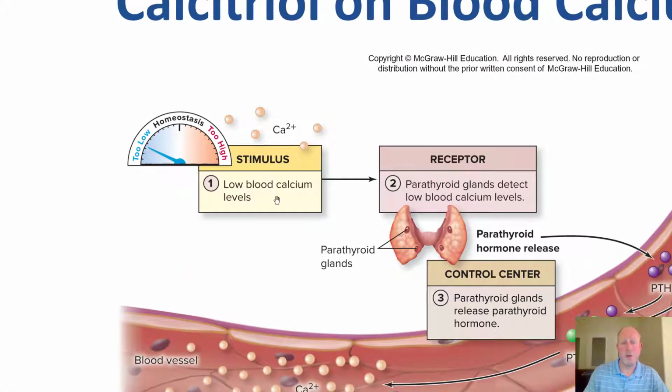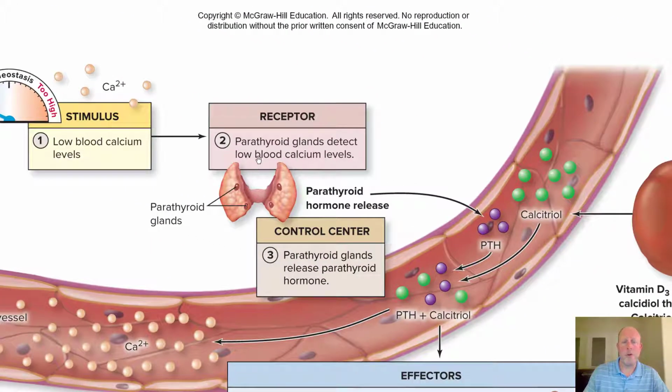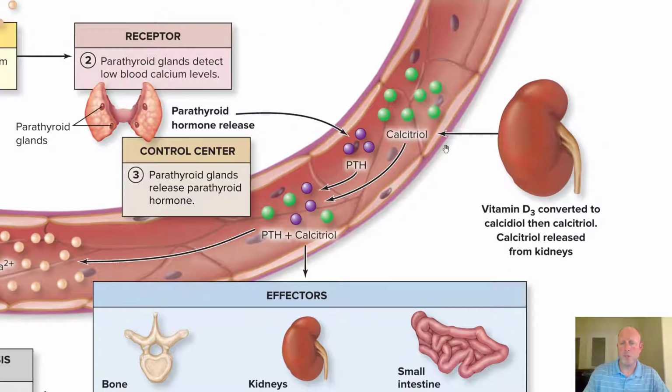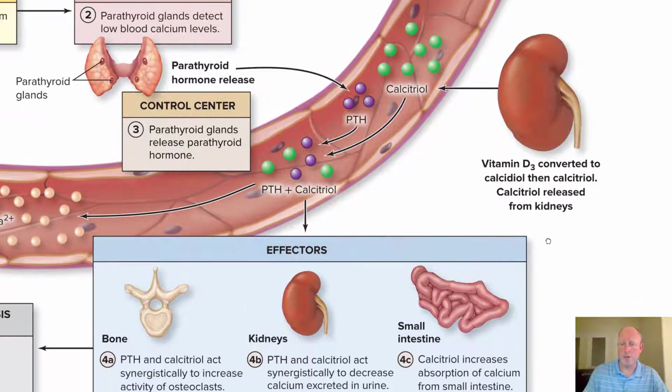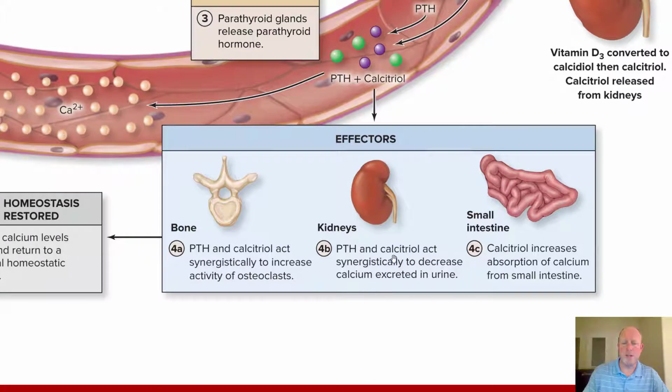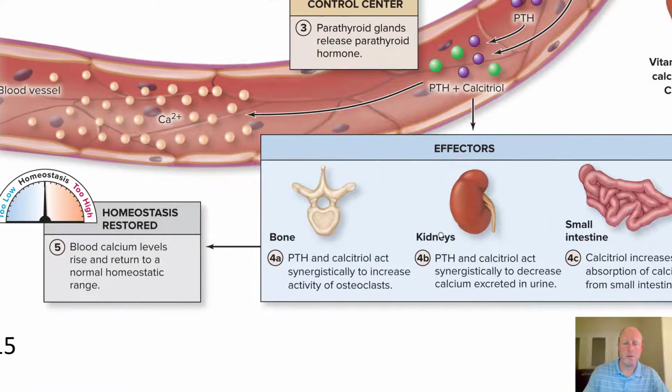So, our stimulus: we've got low blood calcium. The parathyroid gland detects low blood calcium levels and secretes the parathyroid hormone. And with calcitriol here, the vitamin D3 is converted to calcidiol, then calcitriol, and then calcitriol is released from the kidneys, and it increases the absorption of calcium from the small intestine. And then PTH and calcitriol act synergistically to decrease calcium excreted in the urine.